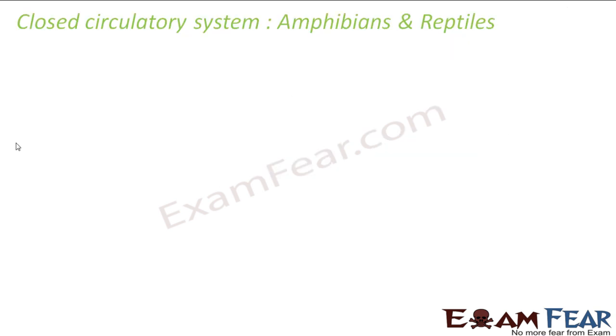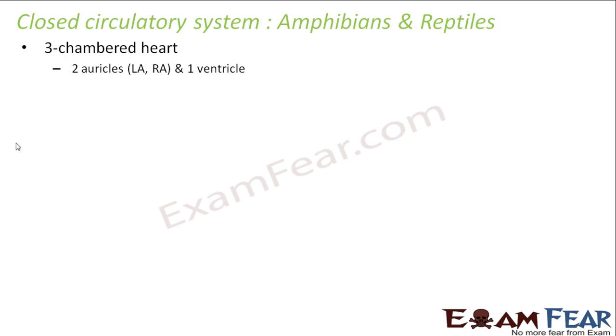Let us now talk about amphibians and reptiles. As I just mentioned, they have a three chambered heart. So what are the three chambers? Now they have two auricles and one ventricle. Earlier we had one auricle and one ventricle, but now we have two receiving chambers. Auricles are the receiving chambers, right? That is left auricle and right auricle, which are abbreviated as LA and RA.